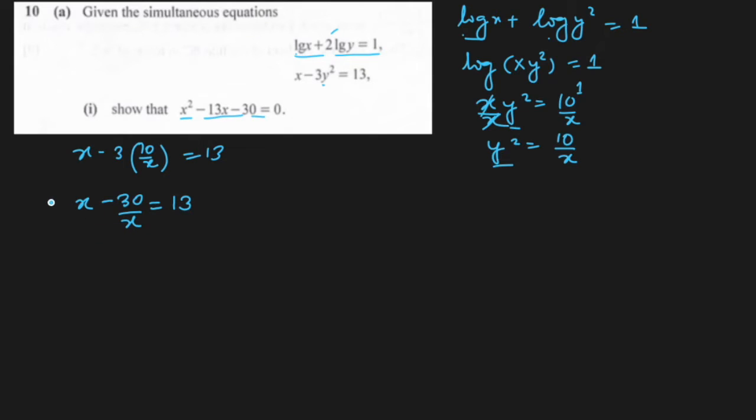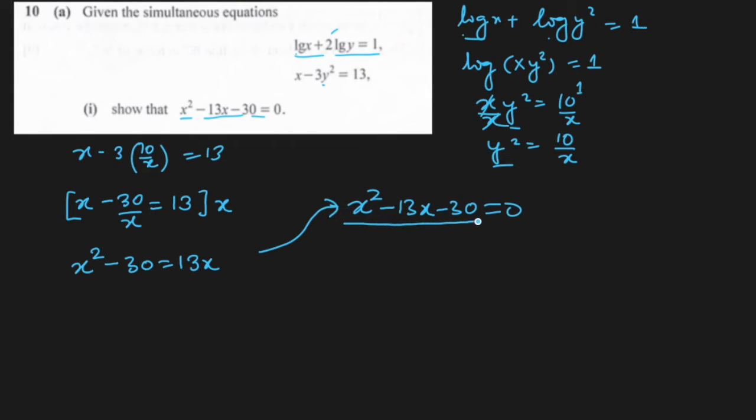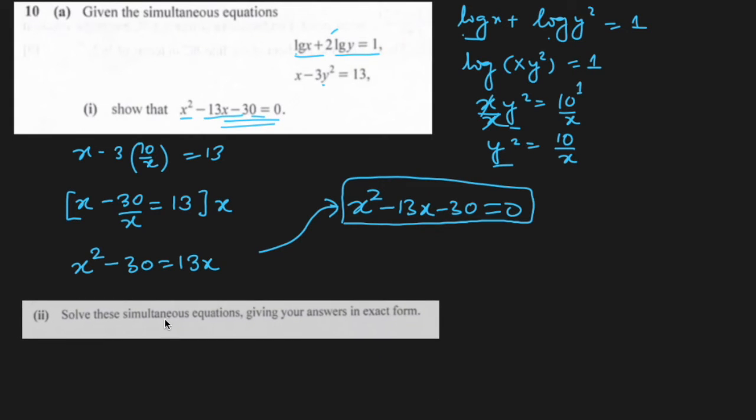To get rid of this x, let's multiply the whole equation by x. So we get x square minus, this x will cancel with this x, so only minus 30, equal to 13 times x, 13x, and let's bring 13x to the left side. So what do we get? Let's write here finally, x square minus 13x minus 30 equal to 0, and this is what they asked us to show.